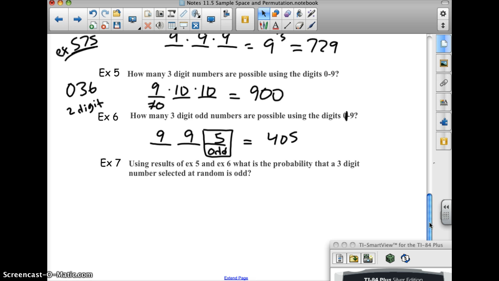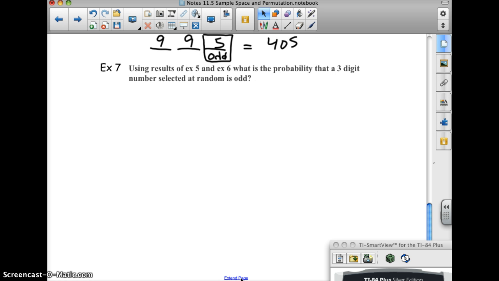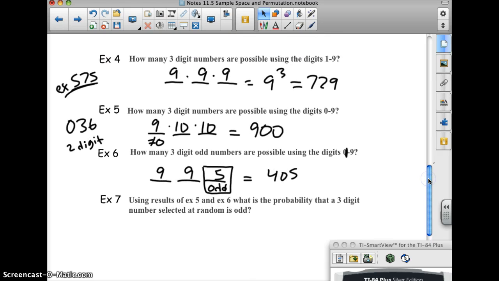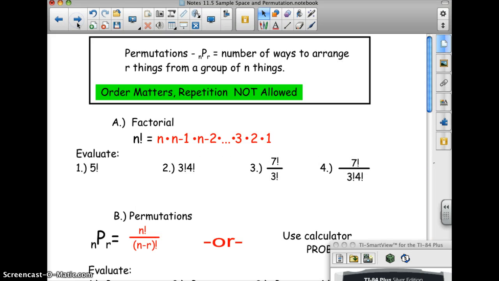Using results of example 5 and 6, what is the probability a 3-digit number selected at random is odd? Oh, I see. I shouldn't have changed the problem. Well, okay, we're going to skip example 7 for now. Basically, what you would do is add these, you would put 6 over 5 if I hadn't changed the problem. But I did.